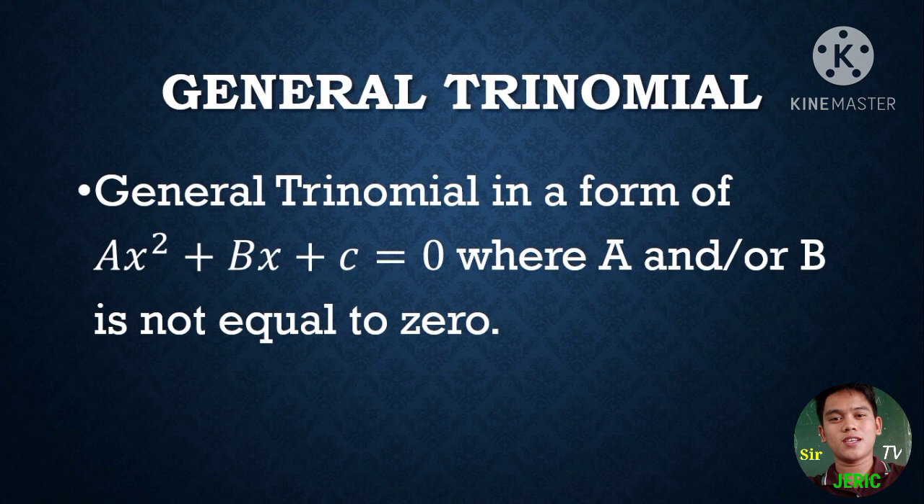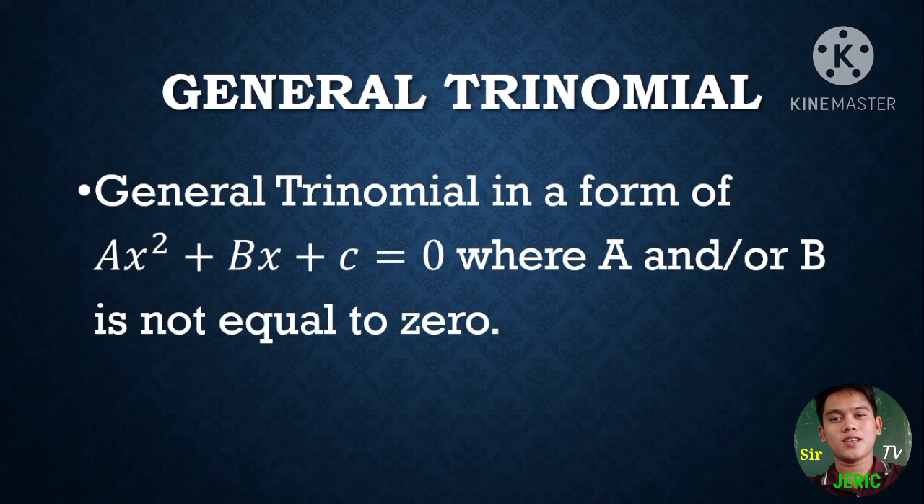When we talk about general trinomial, it is in the form of ax squared plus bx plus c equals 0, where a and b are not equal to 0. Bakit po? Kasi if the value of our a is equal to 0, the answer for our equation is a binomial, and that's not a trinomial. And if b is equal to 0, the same, magiging binomial pa rin po, so that's not a trinomial. And pag dalawa naman po silang 0, ay magiging constant na lang po yung ating equation.